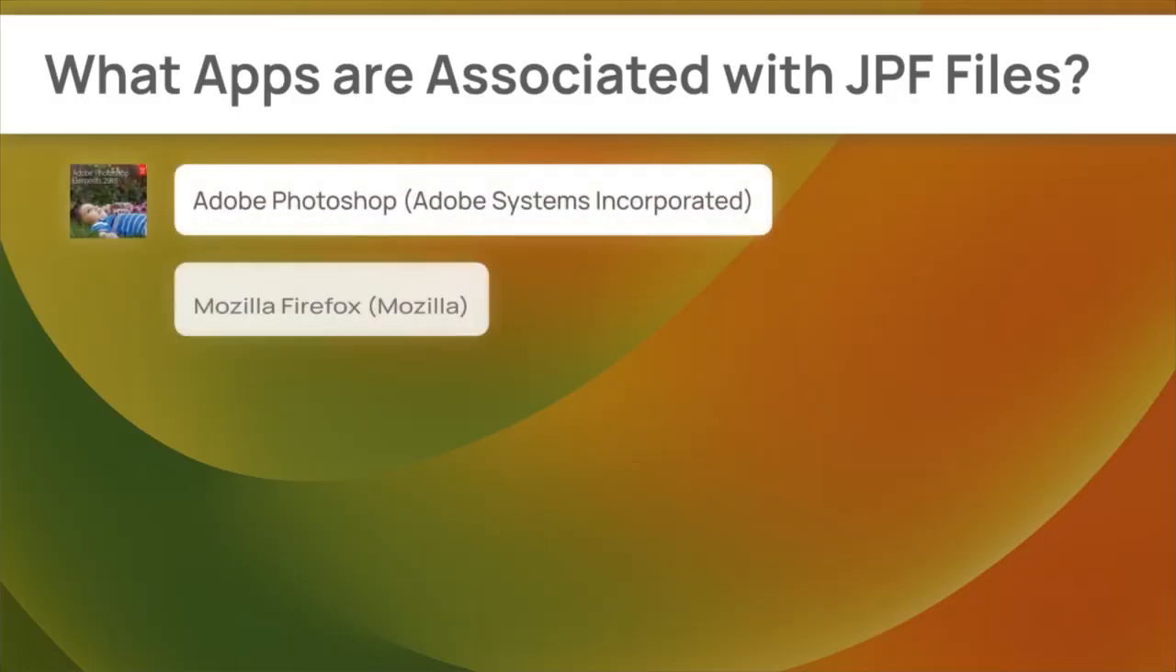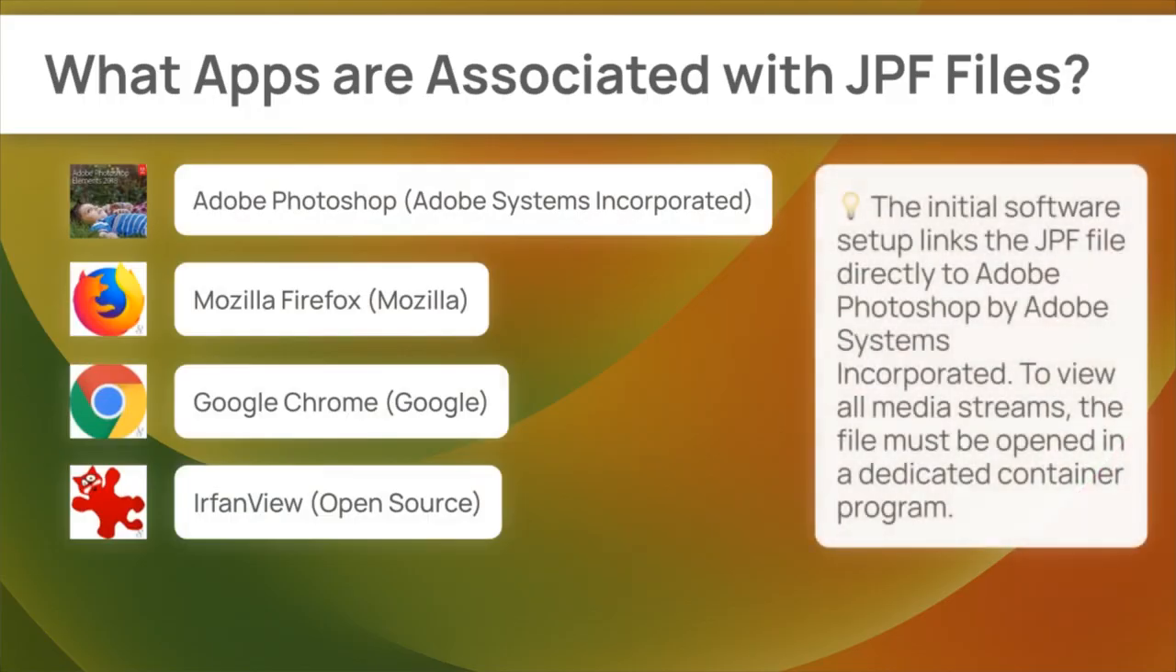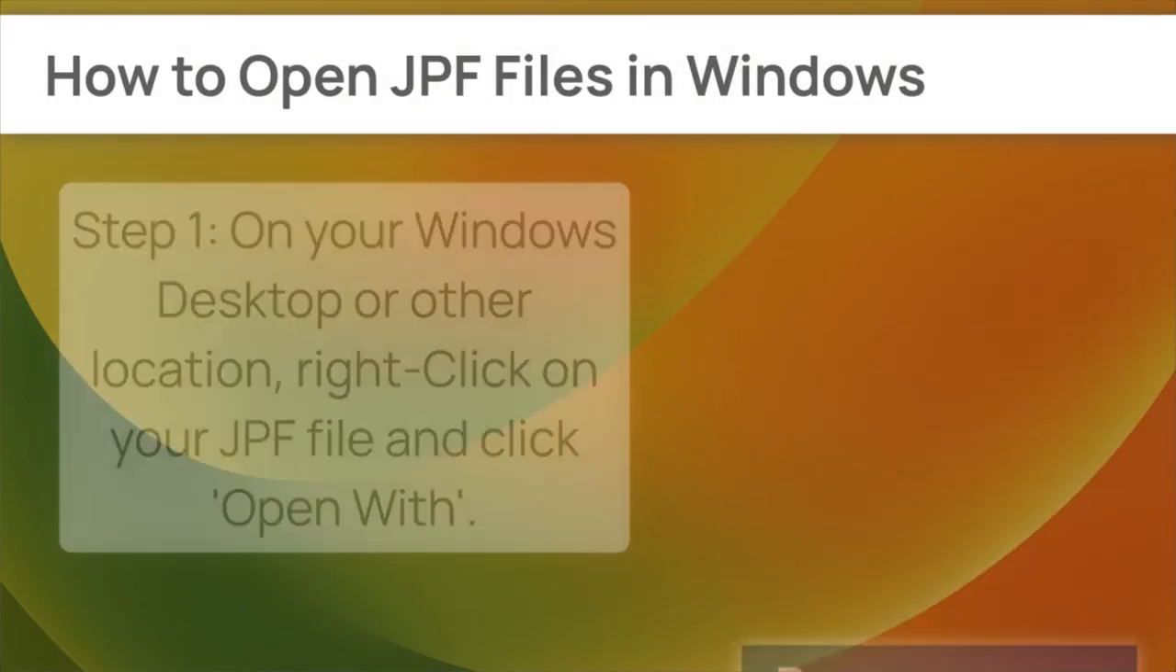Guaranteed access to JPF files is typically achieved using Adobe Photoshop from Adobe Systems Incorporated. For complete access to all file resources, a dedicated program is needed. Windows provides only a lightweight viewer, so full editing belongs in photo editing programs. To force file access, right-click your JPF file and select Open With.